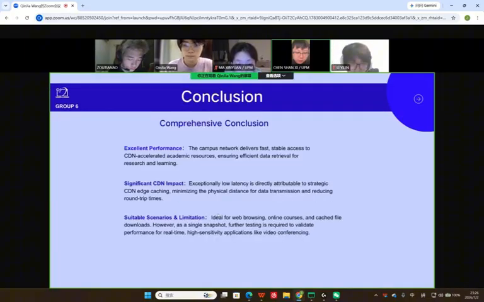Next is the conclusion for the CDN test. CDN technology effectively shortens transmission distance and reduces network delay. It performs well for website browsing, studying, and file downloading. We still need more tests to confirm its stability for real-time applications.